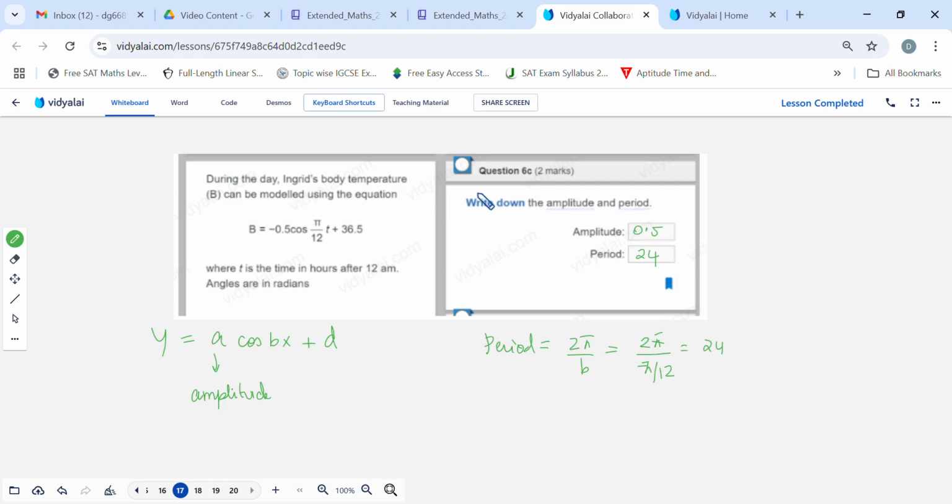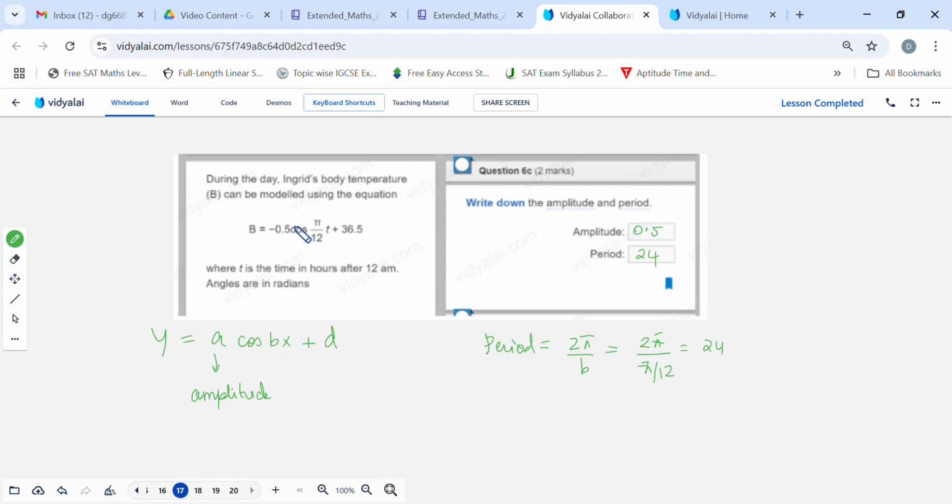Now for C part, it is given that during the day, Ingrid's body temperature B can be modeled using this equation. B is equal to minus 0.5 cos pi by 12 t plus 36.5, where t is the time in hours after 12 a.m. Angles are in radians. Write down the amplitude and period.